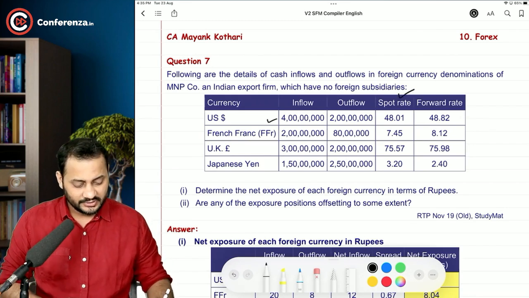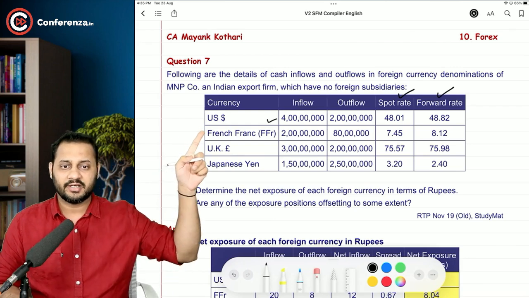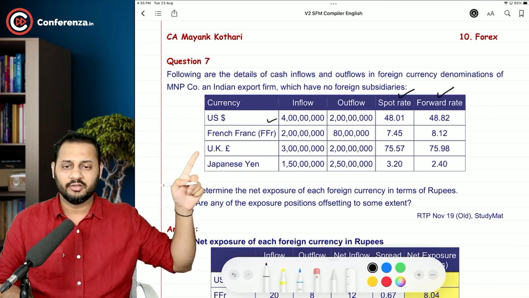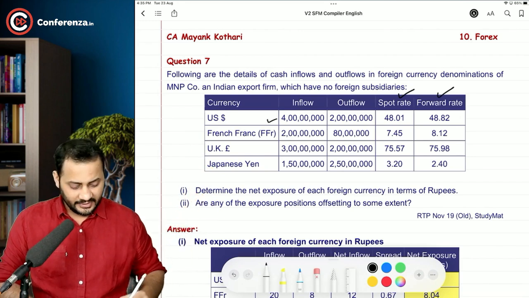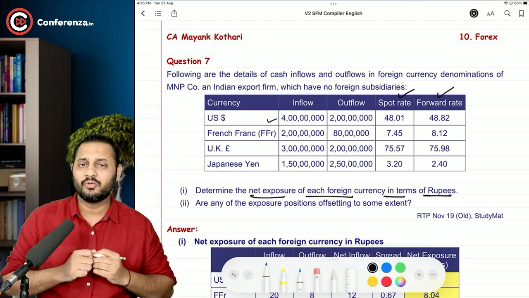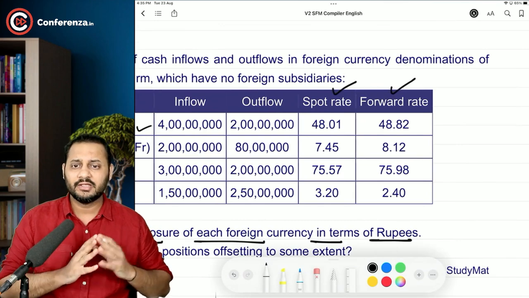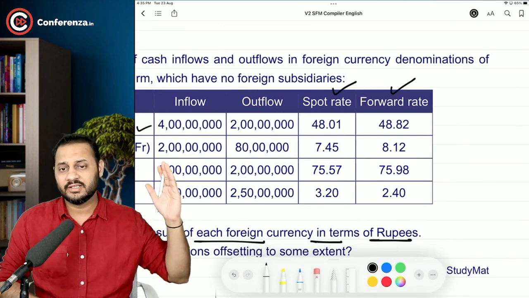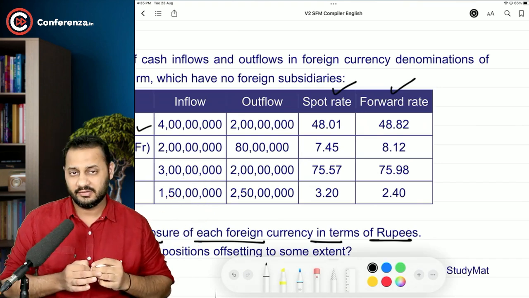Today's rate for both is this, forward rate for both is this. French franc, UK pound and Japanese yen. Okay. Determine the net exposure of each currency in terms of rupee. How do you calculate that? It's very simple, sir. Suppose you will be receiving this and you will be making the payment on the same day.